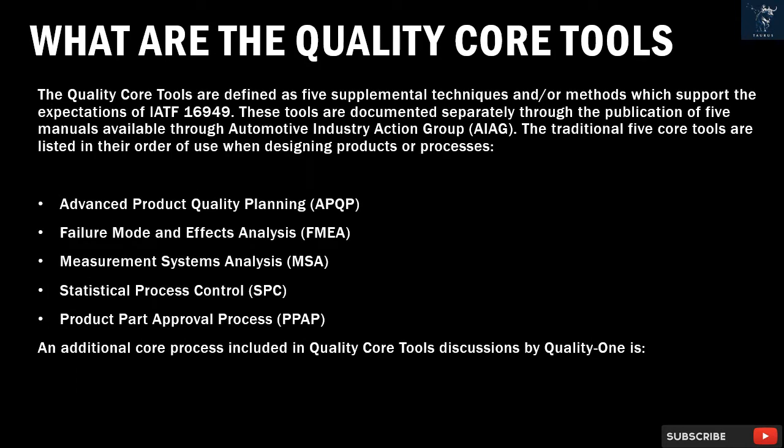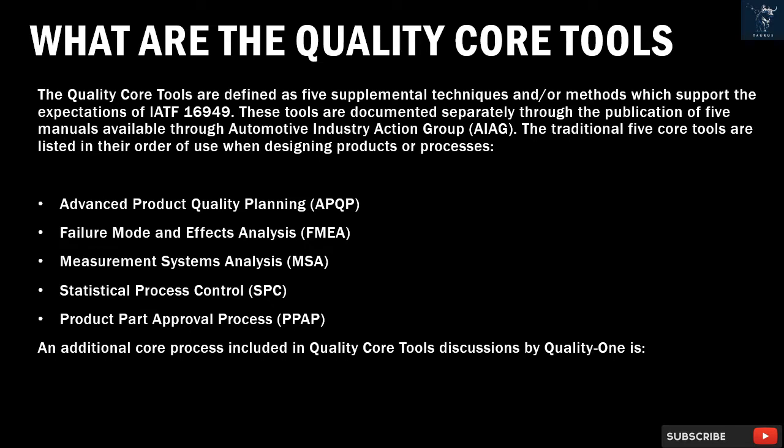What are the quality core tools? The quality core tools are defined as 5 supplemental techniques and/or methods which support the expectations of IATF 16949. These tools are documented separately through the publication of 5 manuals available through Automotive Industry Action Group (AIAG).